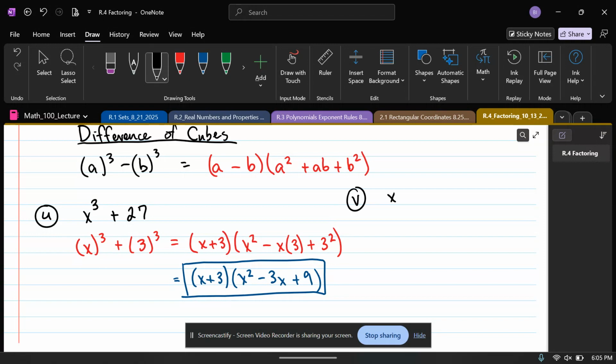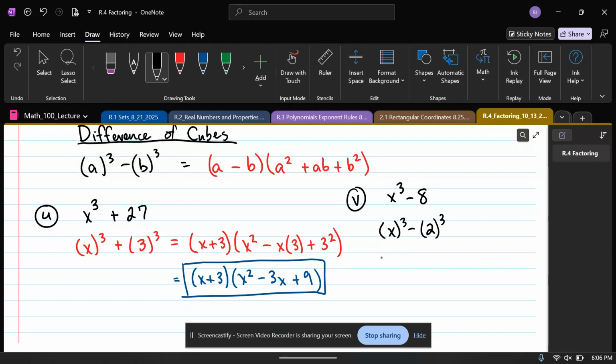Let's do x to the third minus 8. So it's got an x cubed in it, so that makes me think, okay, it's got 2 terms. It's got an x to the third power. It's a minus sign in the middle, so that's going to be a difference of cubes, hopefully. What goes in the first parenthesis there? What goes in the second? 2. So a is x, b is 2.